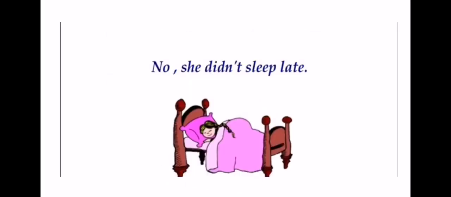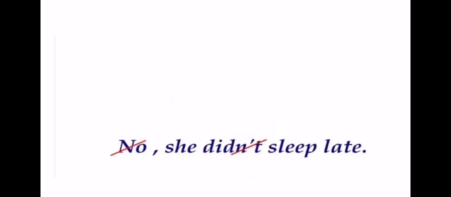Okay. The second example. Yes, read with me. No, she didn't sleep late. Okay. Primary two. We will repeat the steps again. Okay. The first step. We cancel no. But in this example, this is in the negative form. We cancel no and it's a friend not.